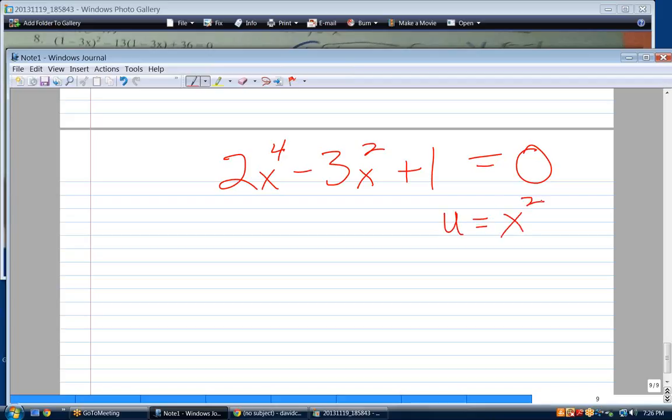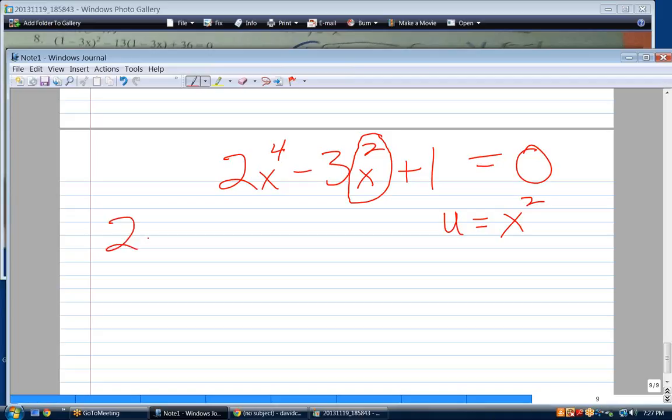All right, and so we picked u equals x squared, because we're going to pick whatever the middle term is. Whatever goes with the b, that's what we pick for our u substitution. So what's the function as a function of u?